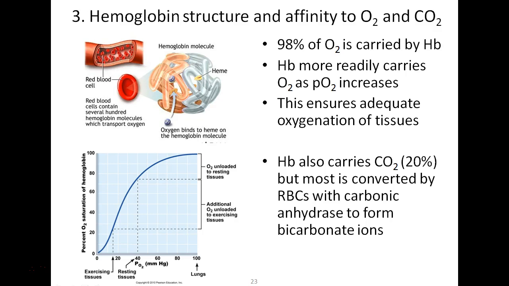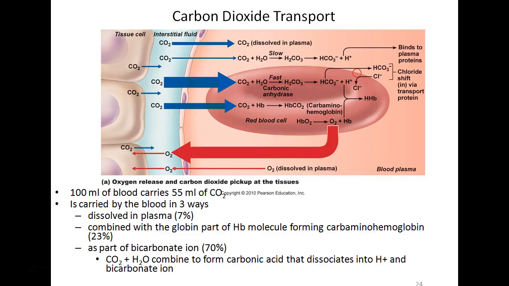It is noteworthy that hemoglobin also carries carbon dioxide, about 20% of it, but most of that is going to be converted by red blood cells with carbonic anhydrase to form bicarbonate ions. So let's look a little bit closer now at how carbon dioxide gets transported. Here is an extremely zoomed in view. Notice we have the tissue cells that are producing waste products. They're producing carbon dioxide as a waste. And notice on our right, we have the blood vessel with a red blood cell floating through it.